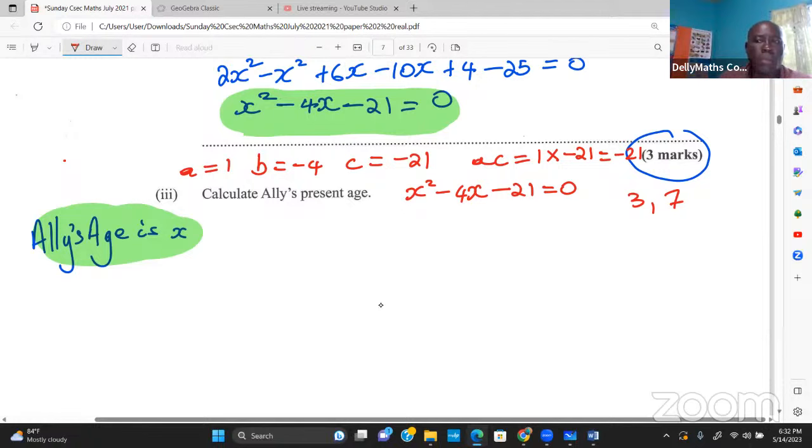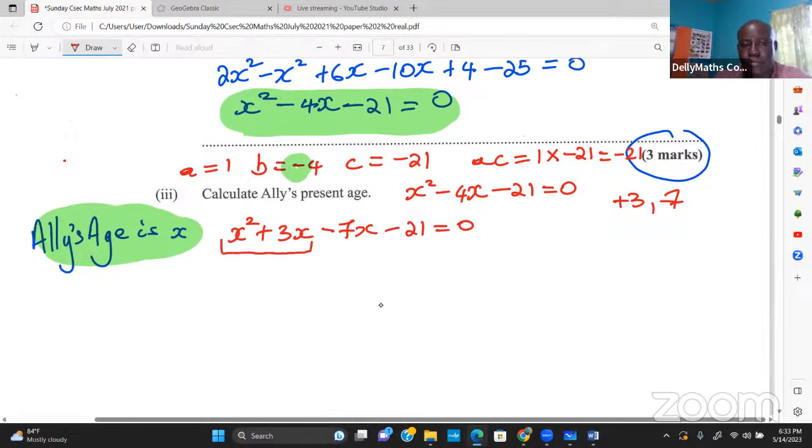1 will be negative, 1 will be positive. So because of that, remember, let the bigger one take the sign of b. Let me remind you, the sign of b is a negative right there. So that means the 7 will be the negative and the 3 will be positive. Let's solve this problem. x squared plus 3x minus 7x minus 21 is equal to 0. Because we have 4 terms and there is not a common factor, we will be doing them by grouping.